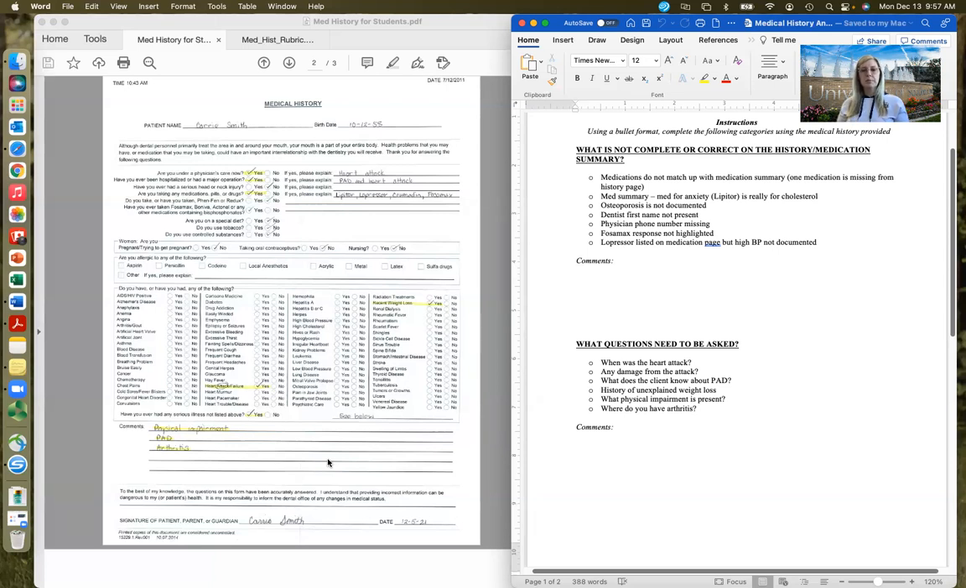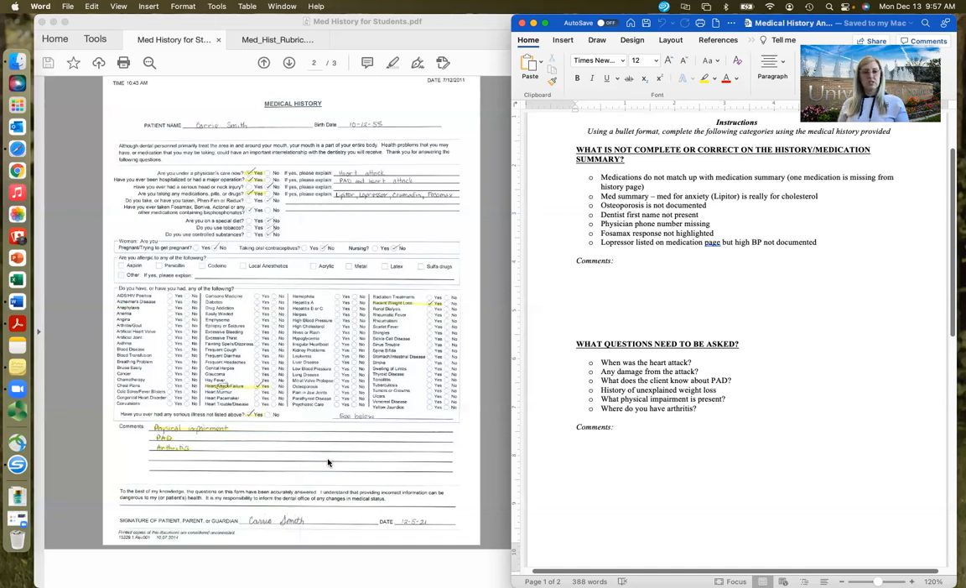Okay. So depending on what the physical impairment is, will determine how we proceed with communicating with our patient and educating our patient throughout the appointment. So it's really important that we know what the physical impairment is.